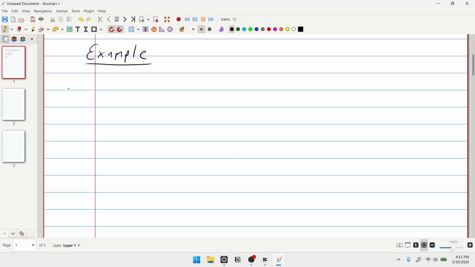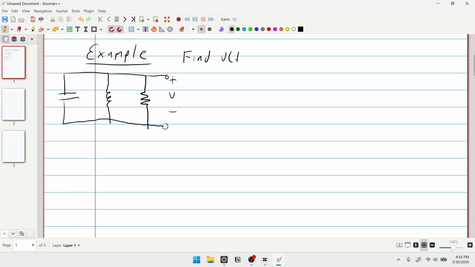Okay, so let's say we have this circuit. The inductor, and then a resistor. And we want to find V, right? We want to find V of t, okay? And we're also given V0 plus equals 12, and the initial current through the inductor, positive, is 30 milliamps, okay?